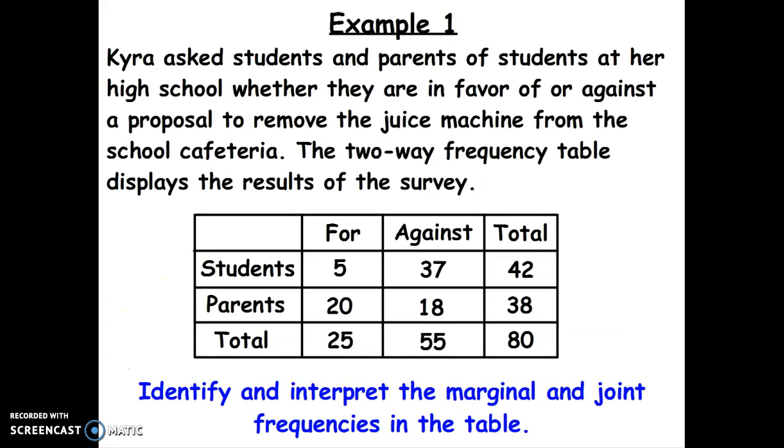Examples. Example 1: Kyra asks students and parents of students at her high school whether they are in favor of or against a proposal to remove the juice machine from the school cafeteria. The two-way frequency table displays the results of the survey. Identify and interpret the marginal and joint frequencies in the table.